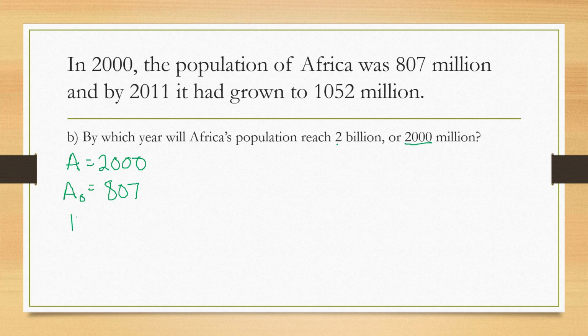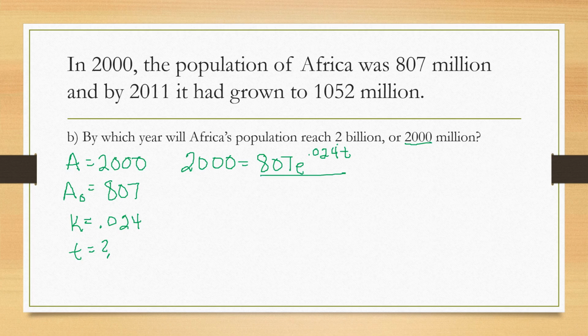And our k, which we found last time, is going to be the same because it's a constant of 0.024. And what we're looking for now is the time. So we're going to set this up. 2000 is equal to 807 times e raised to the k, which we found is 0.024, times t. We're going to solve this very similar. This time, though, we're looking for t.